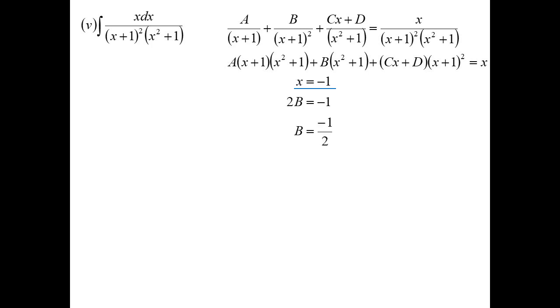All right, what will I use first? I'll make x equals -1. That's going to make the cx plus d disappear. It's also going to make the a disappear. We get b as -1/2. If I use x equals i, I'll get -2c plus 2di is i. So that tells me c is 0, d is 1/2.